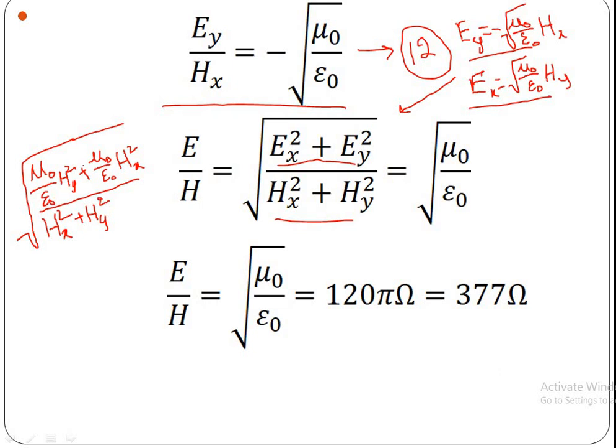Here mu naught by epsilon naught is common and take outside. Then here numerator and denominator become equal, then cancel, and this equation becomes this one.